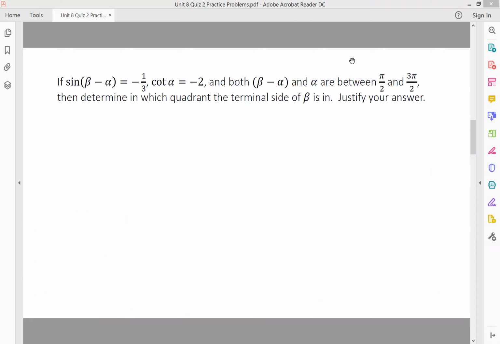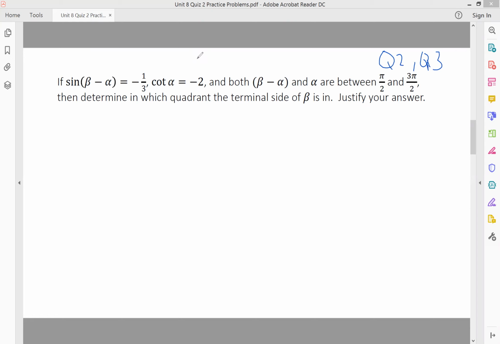All right, so if sine of beta minus alpha equals -1/3, and cotangent of alpha equals -2, and both of those angles are between pi over 2 and 3 pi over 2, let's annotate that for a second. Between pi over 2 and 3 pi over 2 would be quadrants 2 and 3. Determine in which quadrant the terminal side of beta is in.